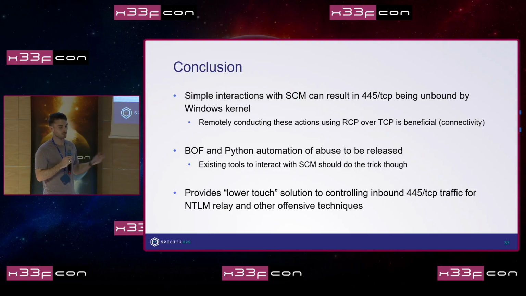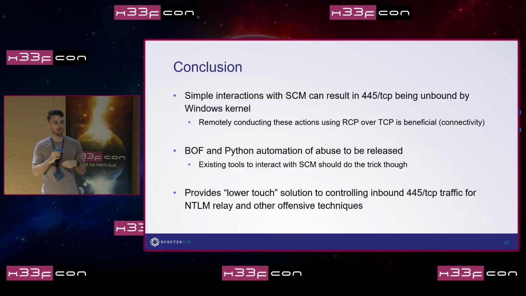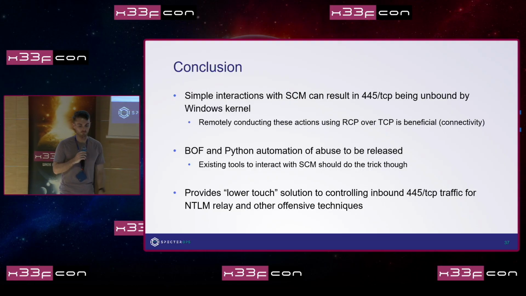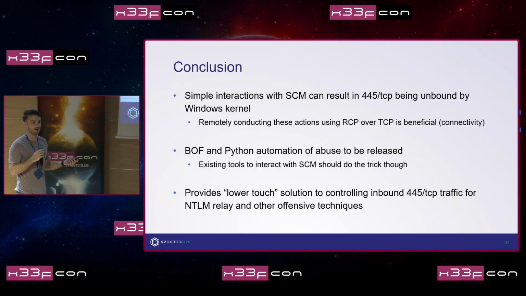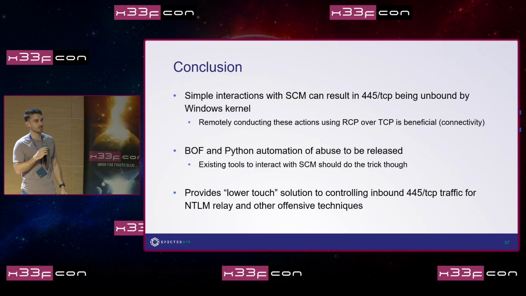And again, I just wanted to note that when remotely conducting these interactions with service control manager while disabling this port, it's probably beneficial to leverage RPC over TCP because you'll still be able to re-enable it remotely. The BOF and Python script will be released if you want a way to automate this relatively quickly. The code is written. We've been using it on assessments for the last 4 or 5 months, and I plan to release it probably in the next 3 to 4 weeks. So that'll be on GitHub.